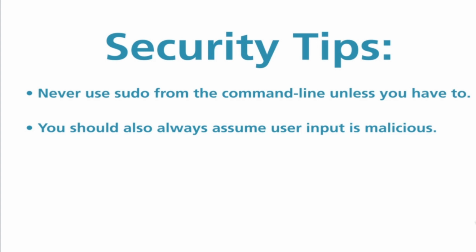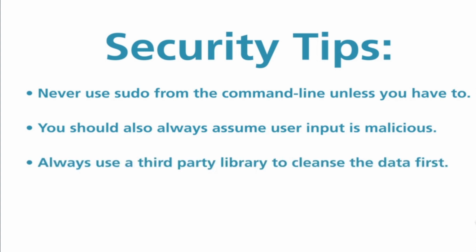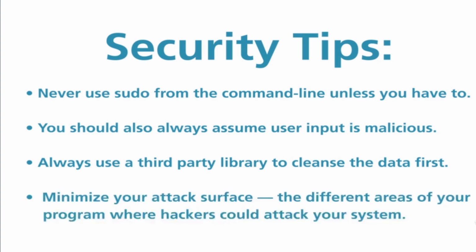For example, never feed user input directly into your program. Always use a third-party library to cleanse the data first. Our final strategy for keeping your software secure is to minimize your attack surface, the different areas of your program where hackers could attack your system. You can minimize your attack surface by deleting code no longer in use, and also minimizing the number of third-party libraries you rely on.